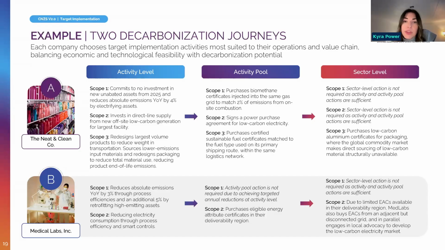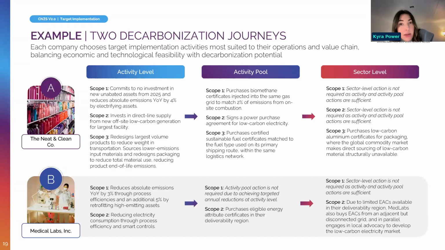To address scope two, they first invest in a direct line supply from a new offsite low carbon generation project for their largest facility. They also then sign a PPA for additional low carbon electricity, meeting some of the guardrails included in the standard. In scope three, they take a multi-pronged approach at the activity level, redesigning their largest volume products to reduce weight in transportation, while sourcing lower emissions input materials and redesigning packaging to reduce total material use.